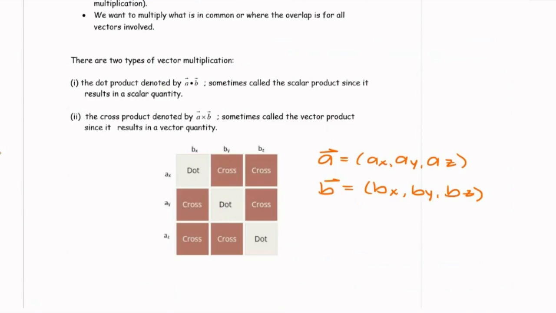But for the dot product, we essentially only care about the components that are the same multiplying together. So AX with BX, AY with BY, and then AZ with BZ. Those are going to be the three pieces of multiplication with a vector in 3D, of course. We'll adopt this for a vector in 2D. And then we'll add those to get the full answer for multiplication. So let's go down here.